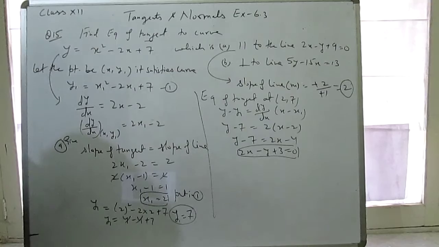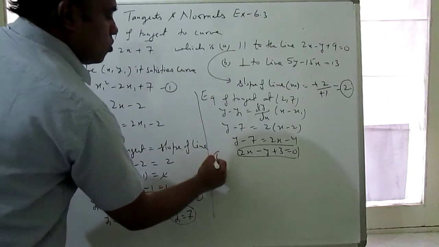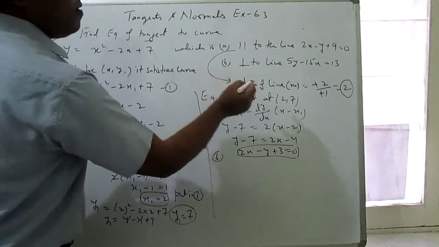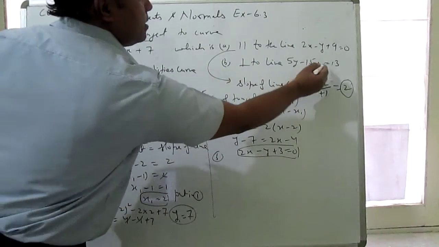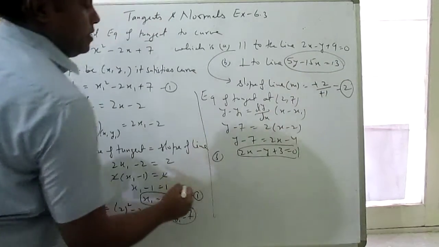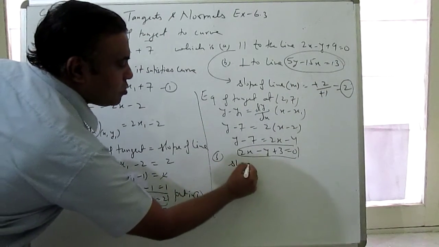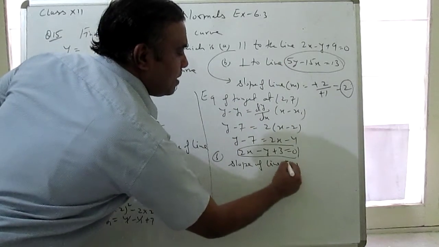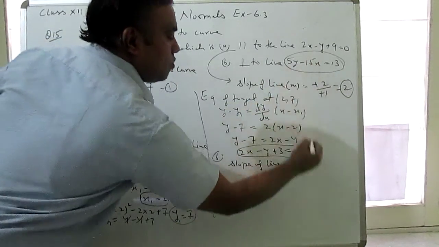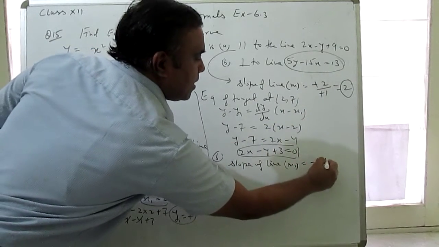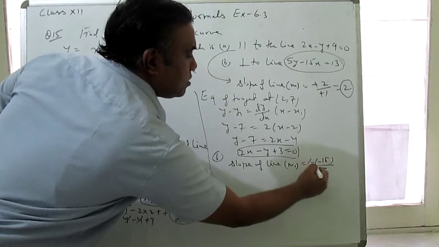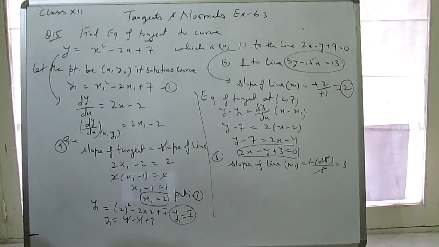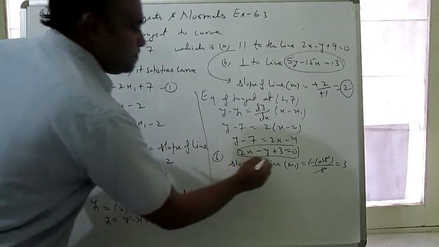Now b part, slope of line, इसमें slope of line क्या होगा? What is the slope of line in b part? इसका slope क्या होगा? Slope of line in b part, m इसको m1 मान लीजिए, इसका क्या हो जाएगा? Slope is minus coefficient of x, minus 15 upon 5, this minus cut, this is 3. Slope of line is 3, तो slope of tangent क्या हो जाएगा?